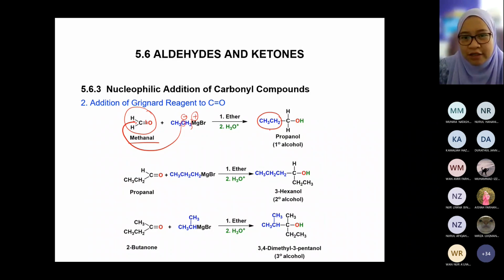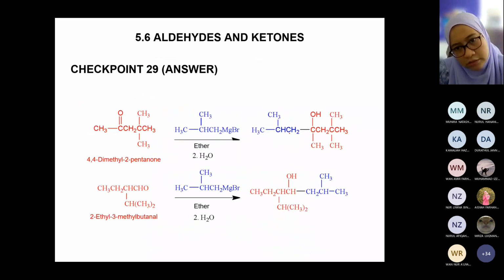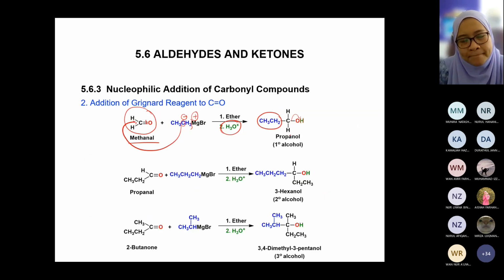Okay, so dia break, dia bagi dua lone pair tu kepada O. So, O tu dia jadi negatif. Okay, so dia akan attack H3O plus kat sini, sebenarnya. So, dia akan jadi H, jadi OH kat situ. Very good. Okay. So, mekanisme dah tak ada kan. Dulu ada mekanisme, now dah tak ada mekanisme.